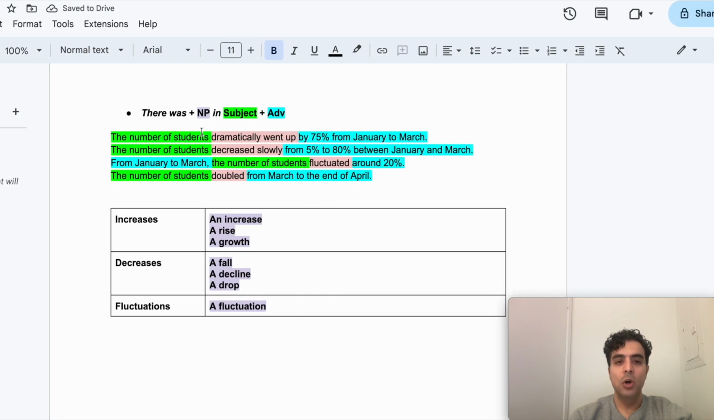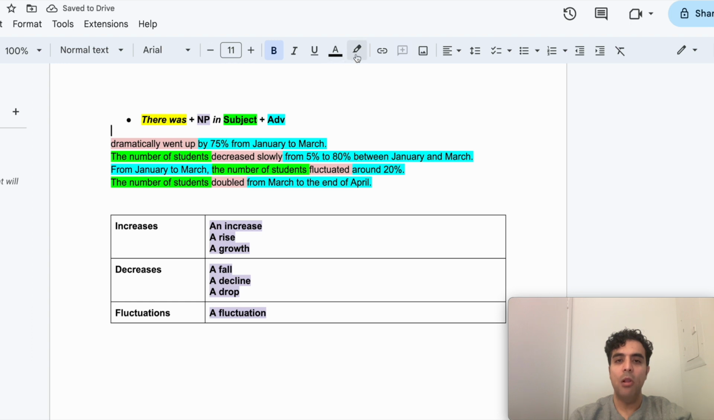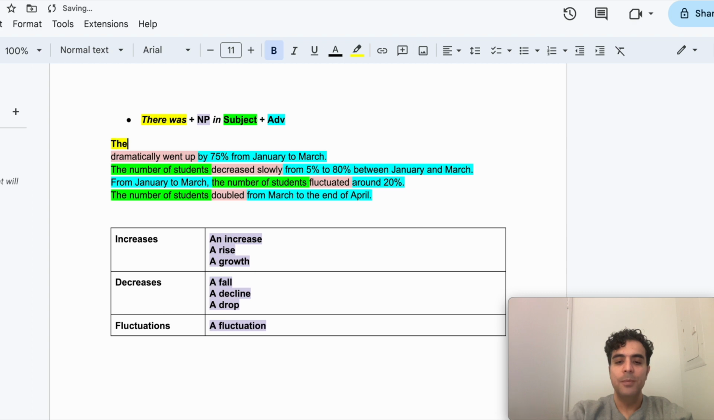Let's see. So we don't have the number of, right? So instead of starting with the subject, this time the subject comes after. So I'm going to delete this. Okay? Instead, I'm going to use "there was." And you know what? To make this also color-coded, I'll follow the color yellow for the fixed parts. So watch. I'm going to say there are. Oh, I'm sorry, there was.